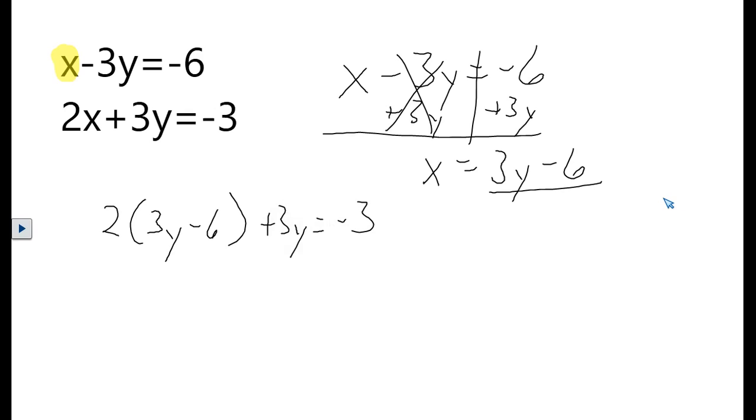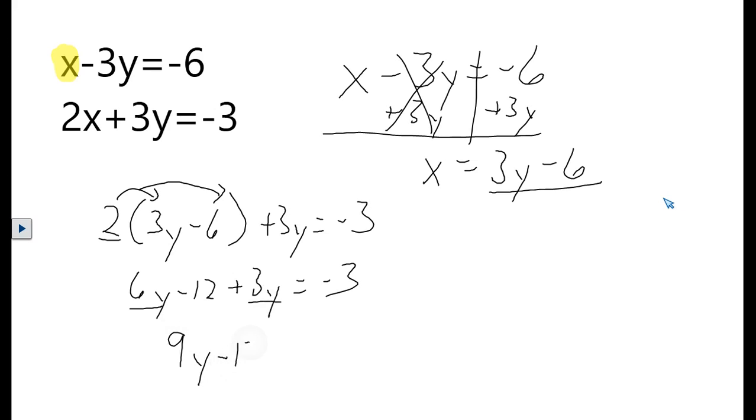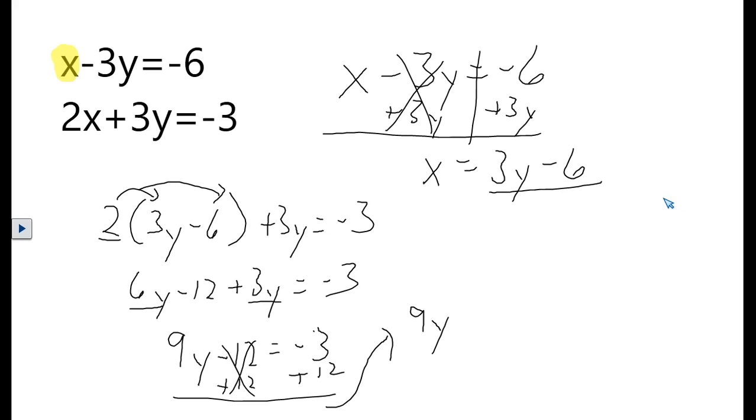And then I want to go through and solve this. So do your distributive property here. It'd be 6y minus 12 plus 3y equals negative 3. I can combine like terms here. 6y and 3y make 9y, minus 12 equals negative 3. Add 12 to both sides. I'm going to come over here, give myself some more room. So I've got 9y. That cancels out. Negative 3 plus 12 equals 9. And then 9 times 1 is equal to y. So I know my y value is 1.